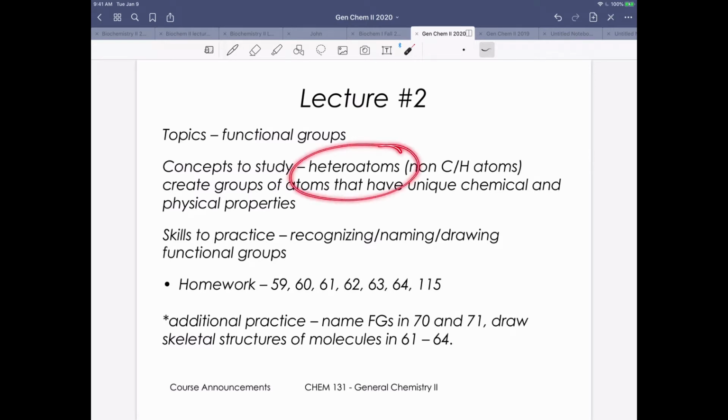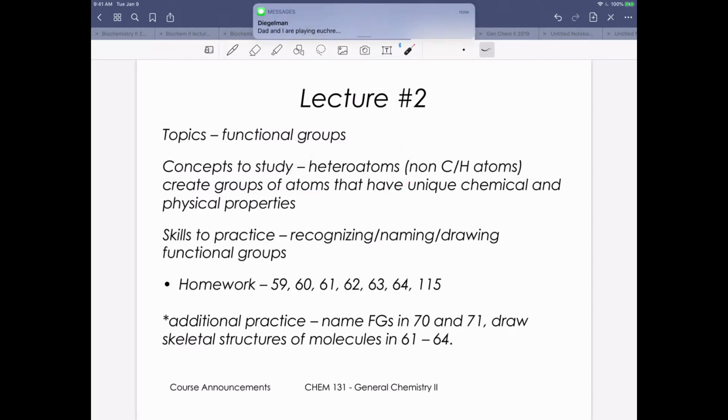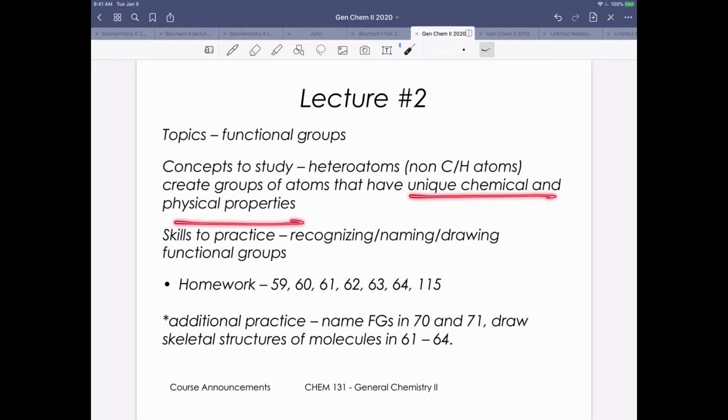Now, as we'll see, there are going to be a couple of things that we learn how to name that are technically not heteroatoms. They're going to be just carbon-based, but by and large, when we refer to functional groups, they're parts of molecules that are not carbon and hydrogen. And what's unique about this is they create atoms or groups of atoms that are going to have unique chemical and physical properties. So that's why it's important to recognize these, because molecules that have similar functional groups are likely to have similar chemical and physical properties.